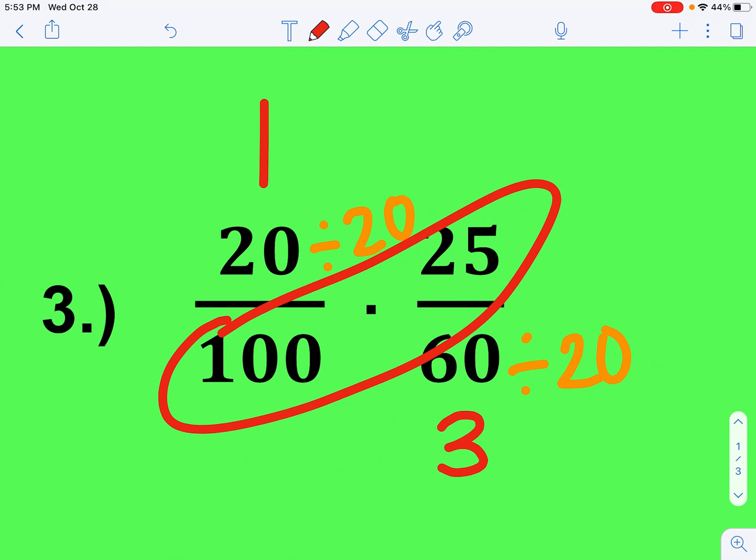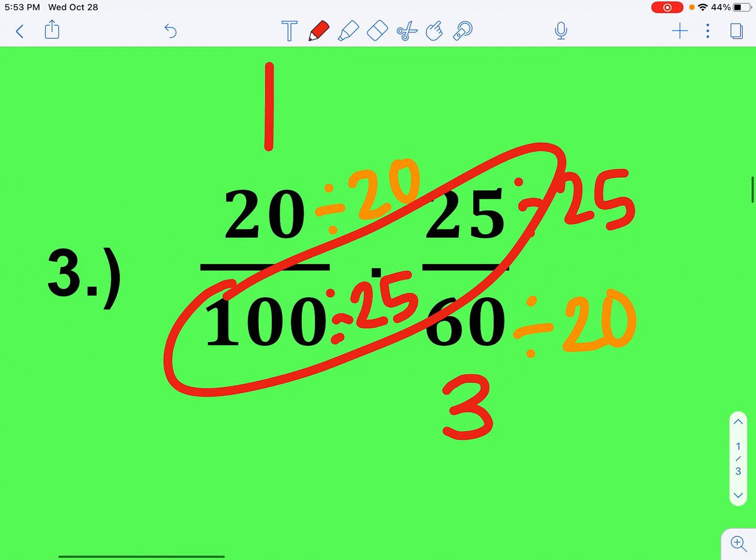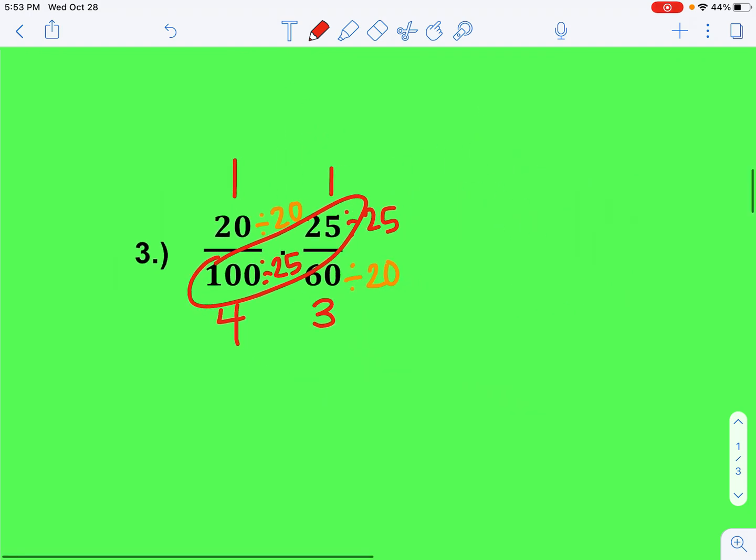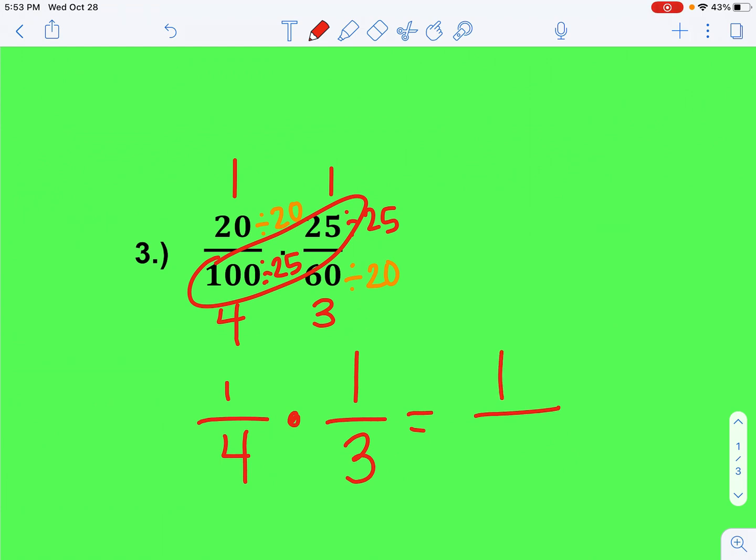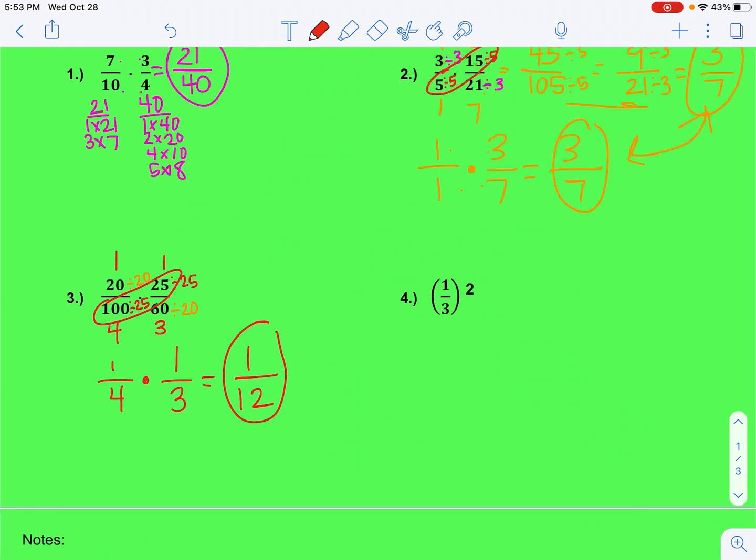Alright, now let's do 100 and 25. What numbers can we divide by for both of those? Yeah, I can divide by 25. 100 divided by 25 is 4. 25 divided by 25 is 1. So I rewrite my fractions. I now have 1/4 times 1/3. We multiply that out. 1 times 1 is 1. 4 times 3 is 12. So my answer is 1/12.